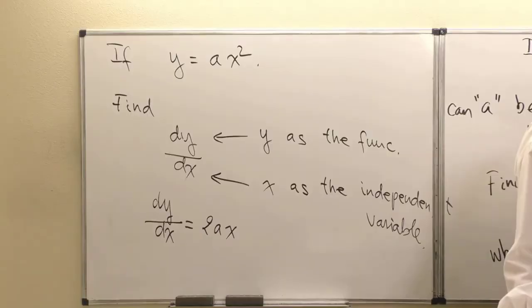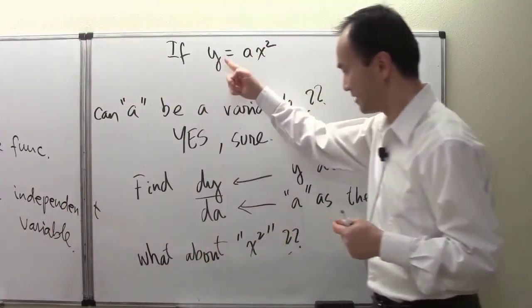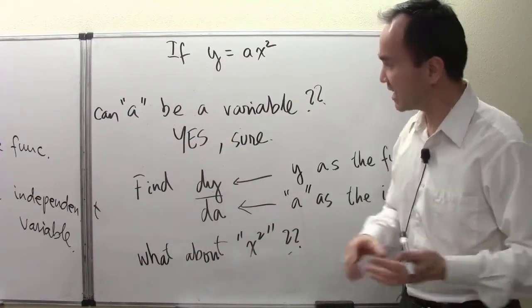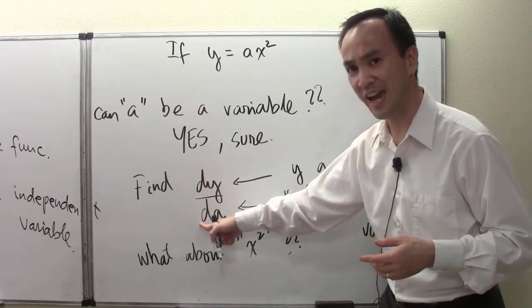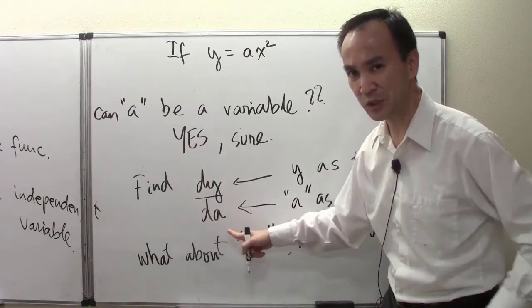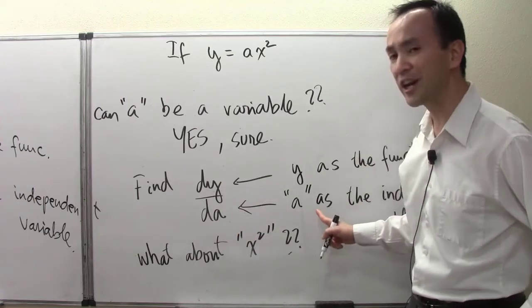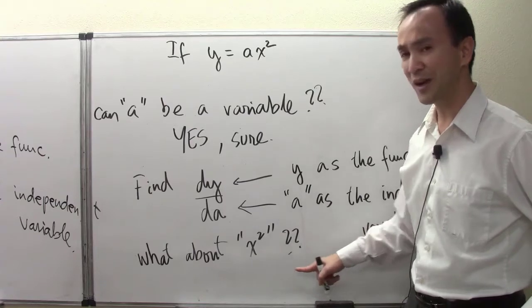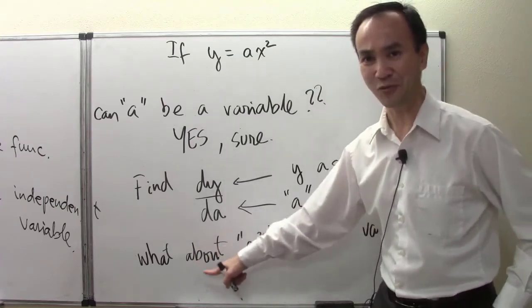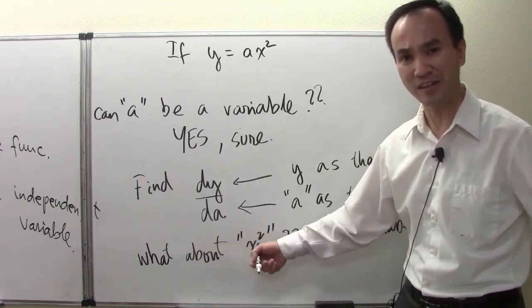So now it's pretty much exactly the same problem. I want to find dy, but now dy/da, the derivative with respect to a. So I want to target a as the independent variable. So now I officially raise that question, that concern. So what about the x squared?